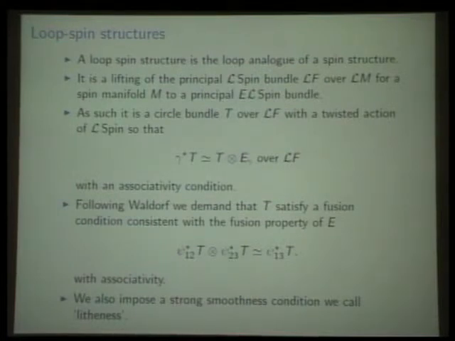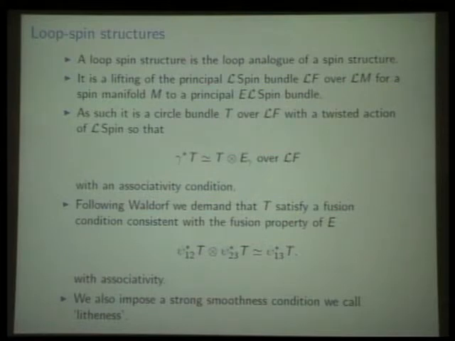As I say, the analog of a spin structure on the manifold is a loop spin structure, a lifting of this to this. So we have a principal bundle, which is L spin. This is just the loops in the spin frame bundle over the manifold. And we're asking, can we add just one more little dimension to it to get this loop spin structure?